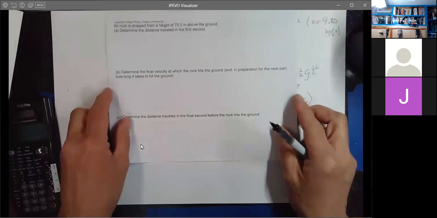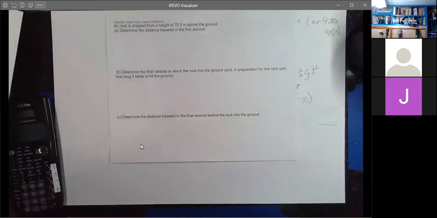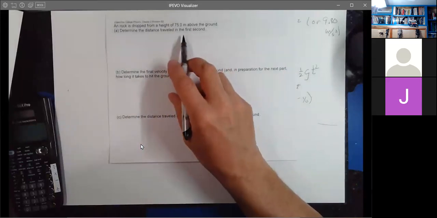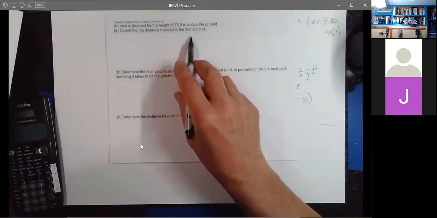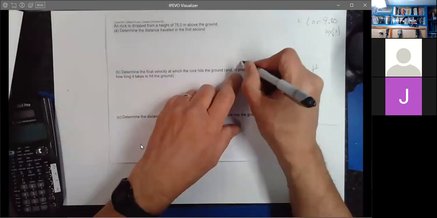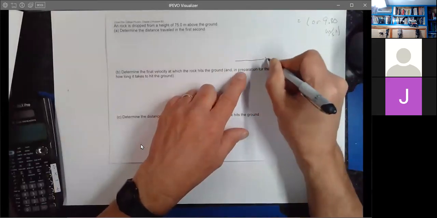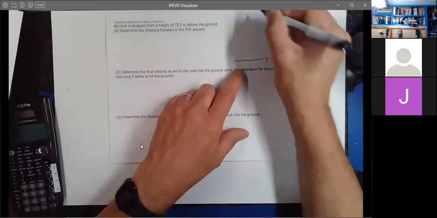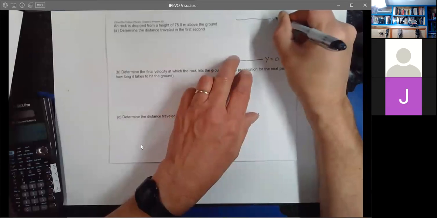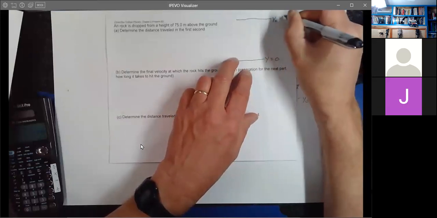Okay, a rock, oh, this is one out of your book. A rock is dropped from a height of 75 meters above the ground. Determine the distance traveled in the first second. Huh, okay, a rock is dropped from 75 meters up. I'm going to let y equal 0 on the ground, just for the heck of it. And up here at 75 meters, that's where y naught is.